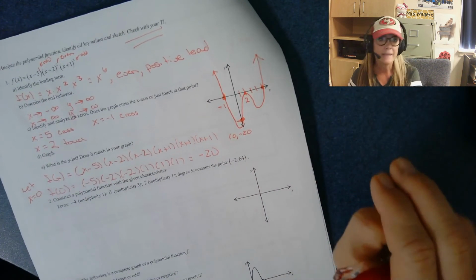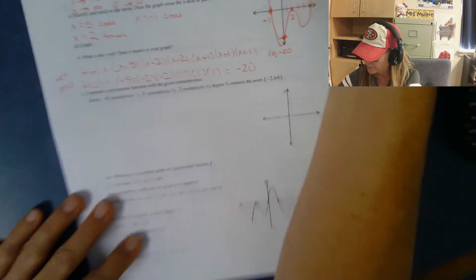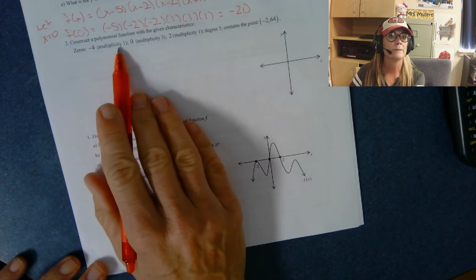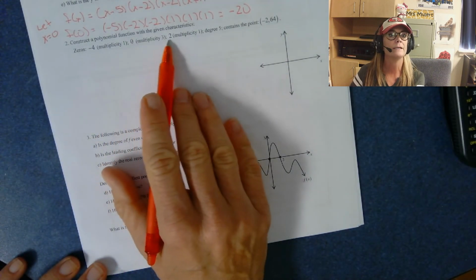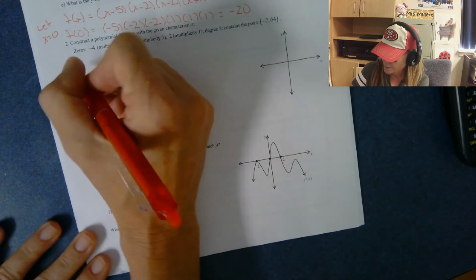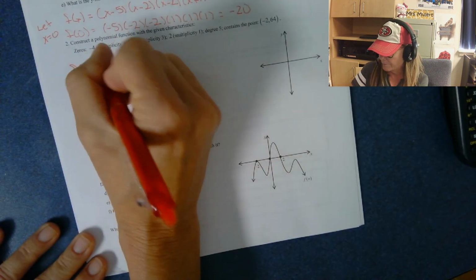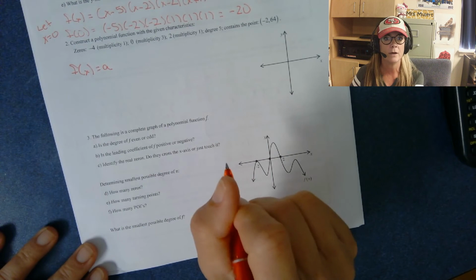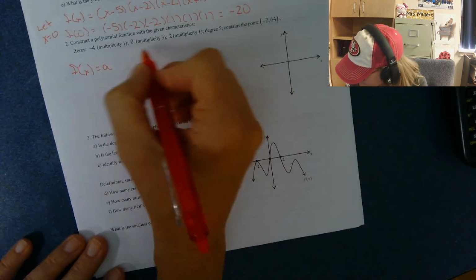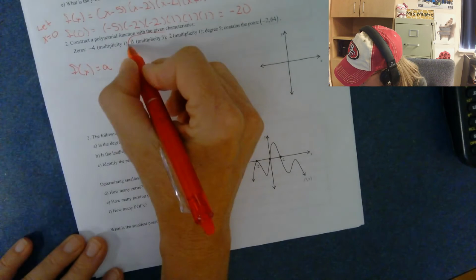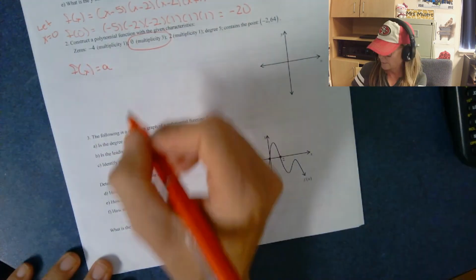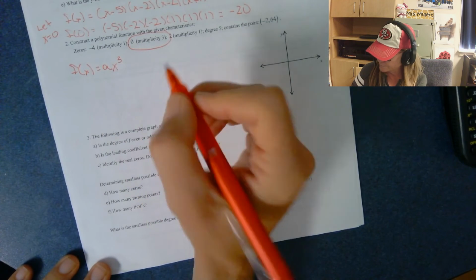Okay, next problem says construct a polynomial function with the given characteristics. Zeros, negative 4, multiplicity 1, 0, multiplicity 3, 2, multiplicity 1, degree 5, and contains this point. So now we don't have that the a value is 1. We don't have the leading coefficient is 1, so we're going to put an a there and solve for that. Let's start with 0 of multiplicity 3, because that's going to come from x minus 0 cubed, so I'm just going to write x cubed there to keep it simple.